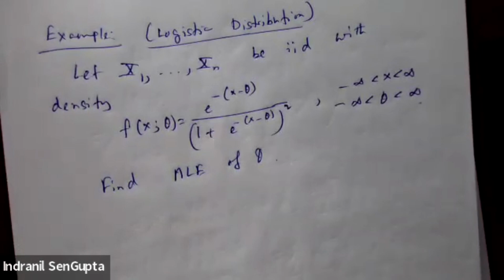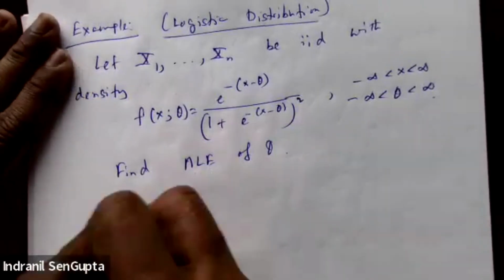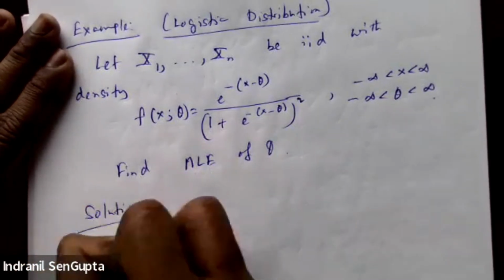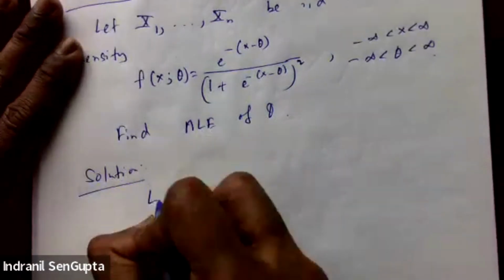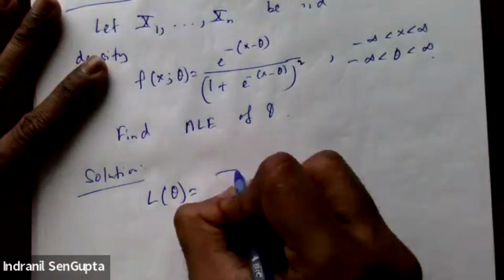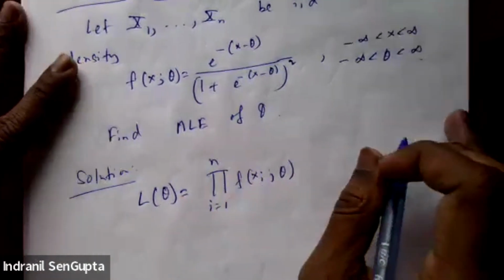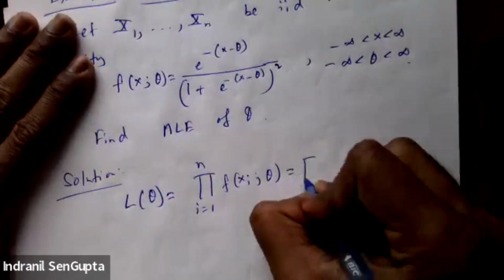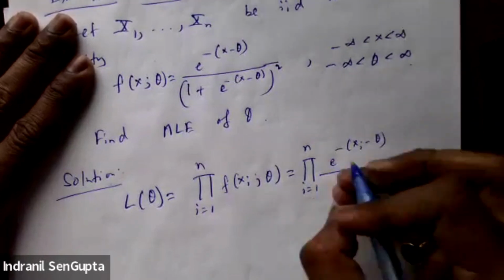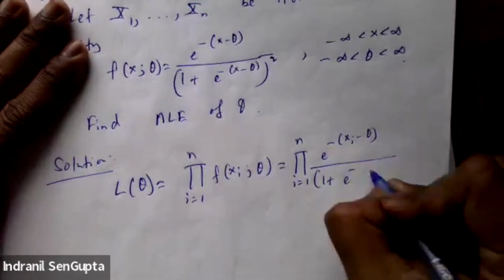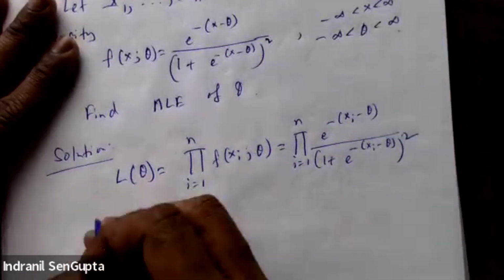So let's compute this. We can just start with the likelihood function, which is the product over i from 1 to n of f(xi; theta), given by the product over i from 1 to n of e^(-(xi - theta)) over (1 + e^(-(xi - theta)))^2. Okay, I'll not simplify it. I'll just take the log one.